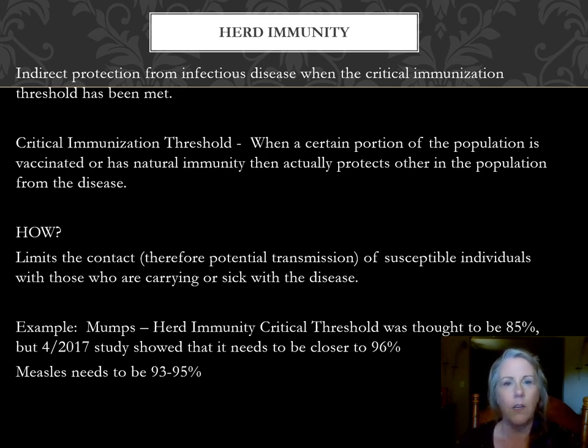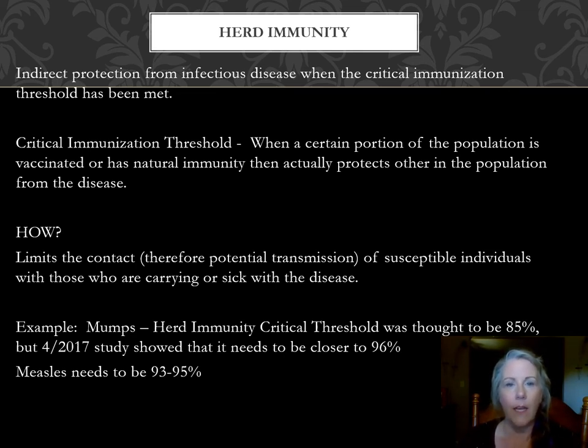Okay, what is the critical immunization threshold? That is when a certain portion of the population is vaccinated or has natural immunity, then it will actually protect others in the population from the disease. Okay, so either you got a vaccine and you developed the memory from it, or you got it naturally and you have the memory for it. And it's going to protect others in the population from that disease. Pretty wild.